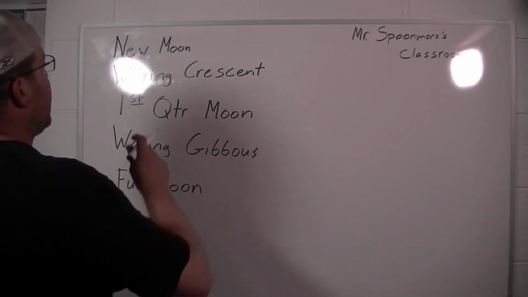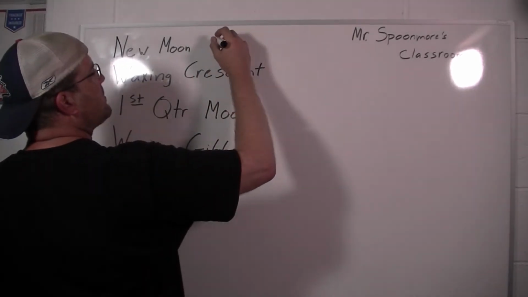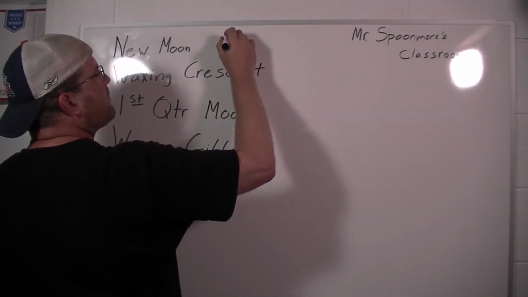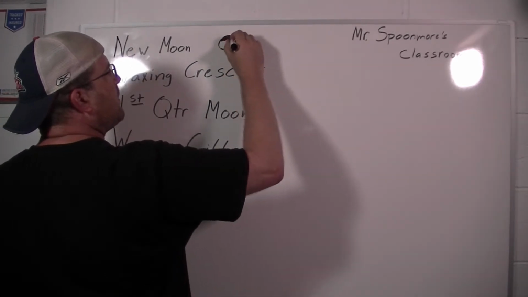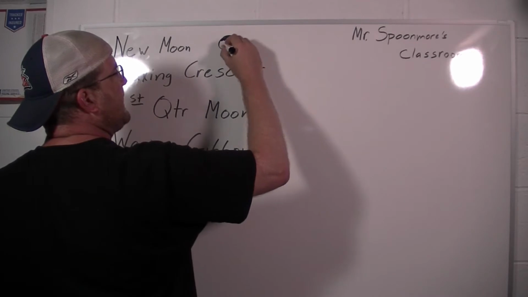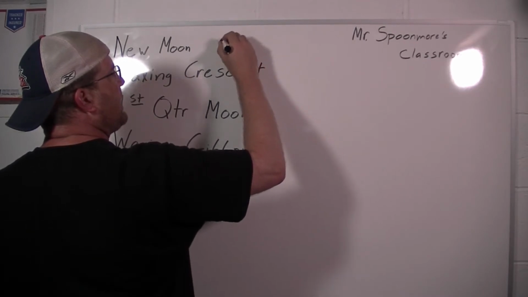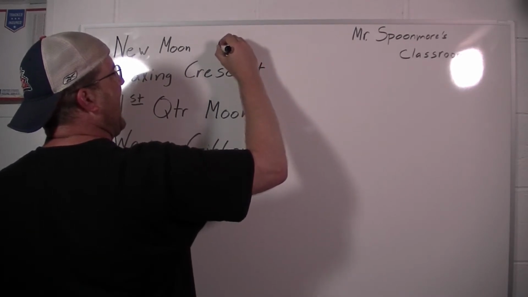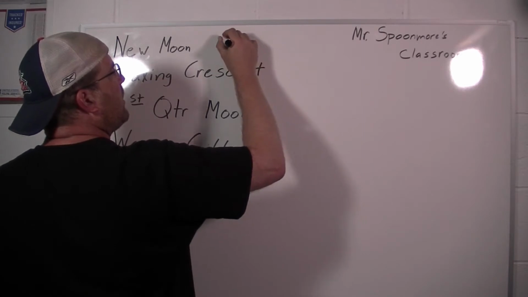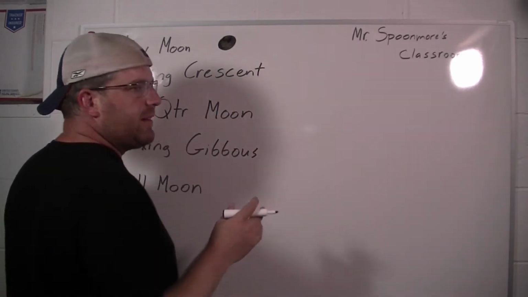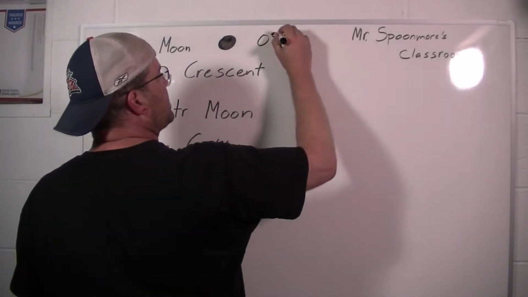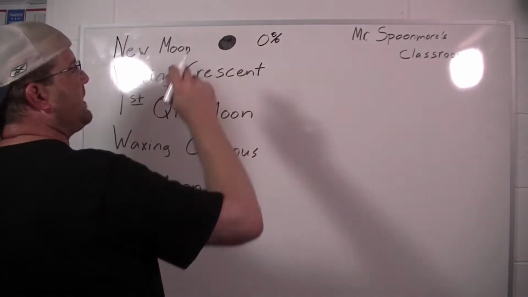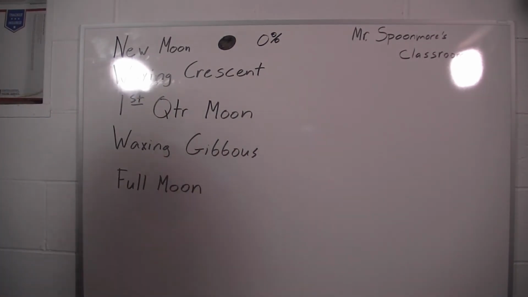So, when I have a new moon, I don't see the moon at all. In fact, I really can't see it since we live in the metropolitan. We can't see it at all. So, the part that is lit up by the sun is facing away from the earth. So we see 0% of the moon. It's completely dark. I cannot see it.